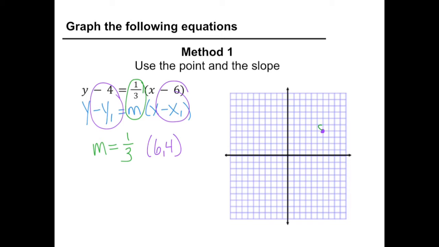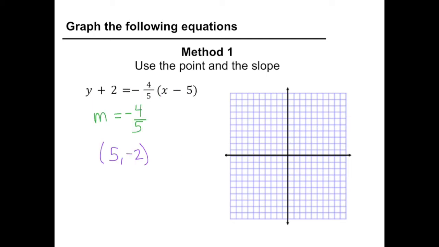So I jumped up 1, and then I jumped to the right 3, and that is where my next point would go. And if I wanted points in the opposite direction, I would go down 1 and to the left 3 to get my other points. Okay, and then I can just connect them with a line, and I can keep going to get more points, down 1 and to the left 3, because I had a lot of space in that direction before I decided to connect them with a line. So that's the graph of the equation y minus 4 equals 1/3 x minus 6.